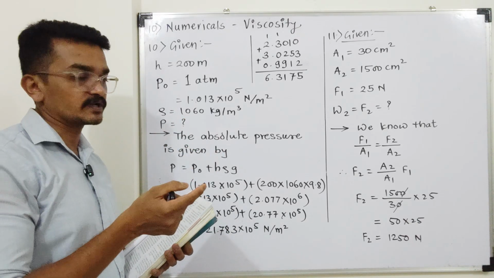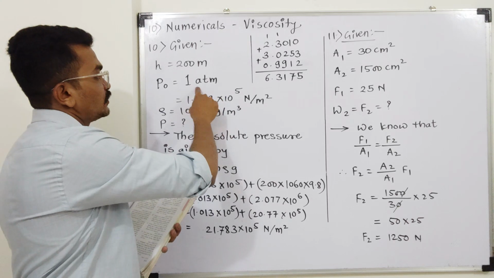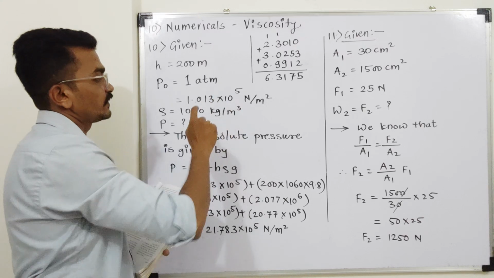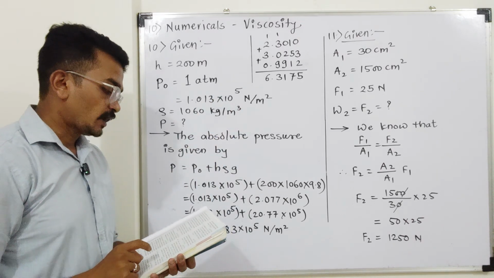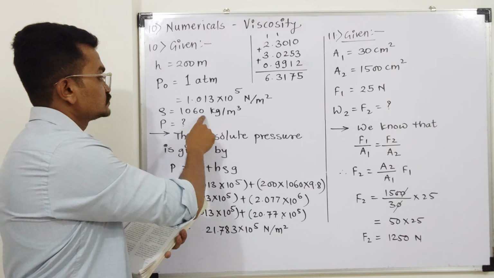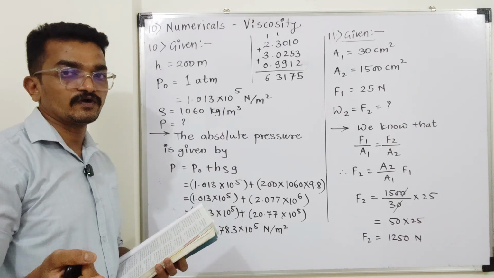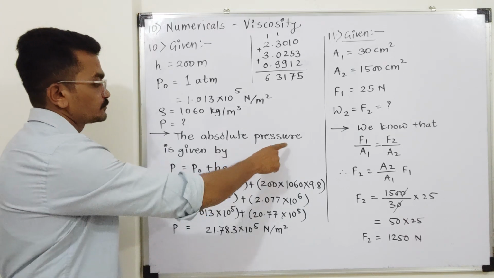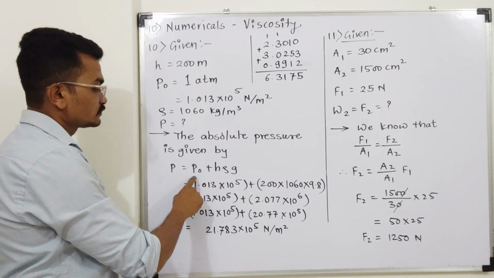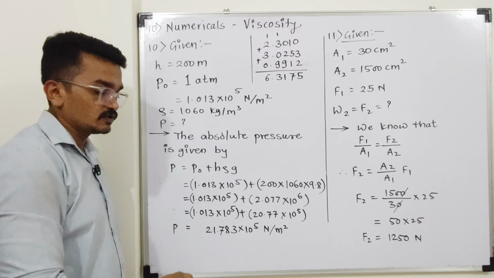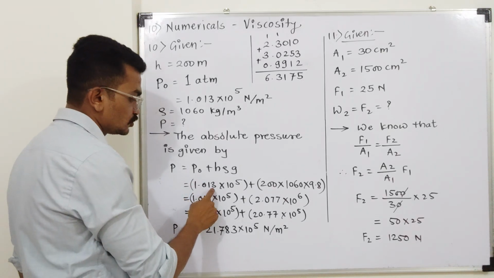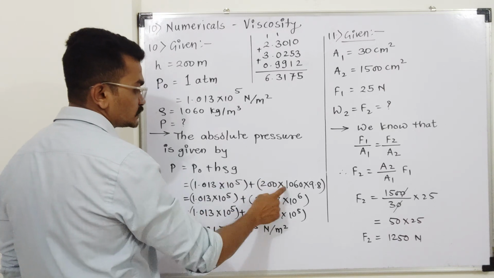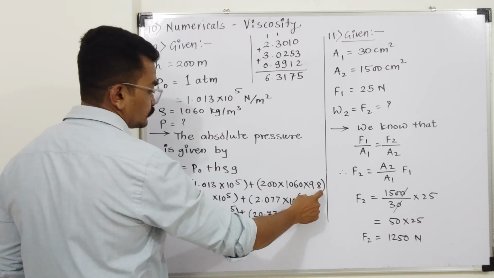So at the free surface the pressure is 1 atmosphere, and we know that the value of atmosphere in Newton per meter square is 1.013 × 10 raised to 5 Newton per meter square. And the density of seawater is 1060 kg per meter cube. What we have to find out? The pressure P. So the formula for the absolute pressure is P = P0 + h rho g. The value of P0 is 1.013 × 10 raised to 5, the value of h is 200, rho is 1060 and g is 9.8.